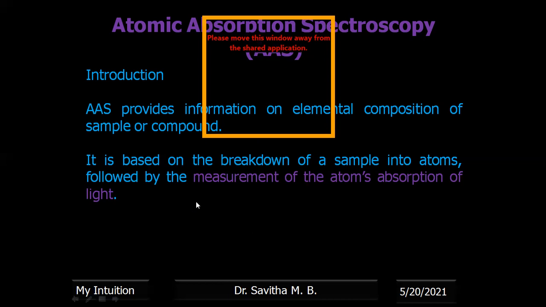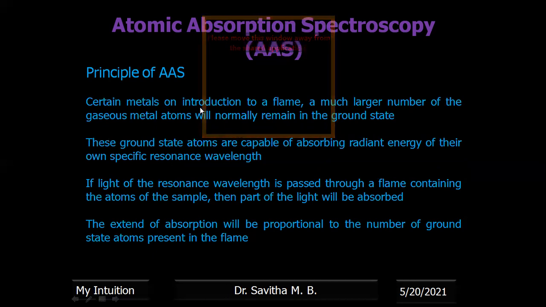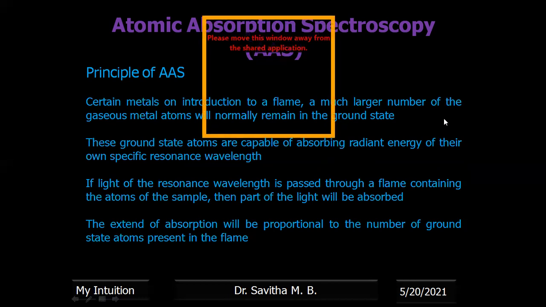Here in atomic absorption spectroscopy, emission is not analyzed. Certain metals, on introduction to the flame, give a much larger number of gaseous metal atoms that will normally remain in the ground state. Some of the metal atoms get excited to the excited state, and those can be analyzed by flame photometry. But most of the atoms will normally remain in the ground state. These ground state atoms are capable of absorbing radiant energy of their own specific resonance wavelength.